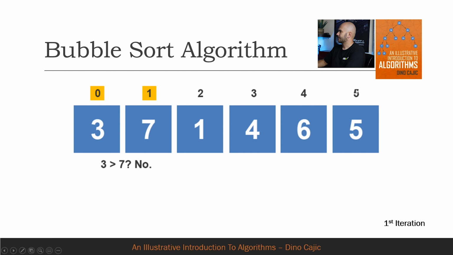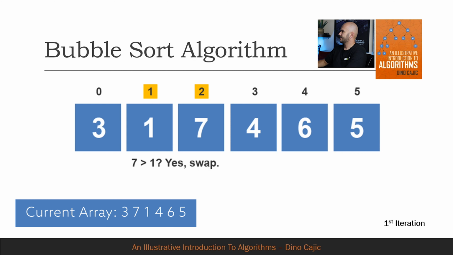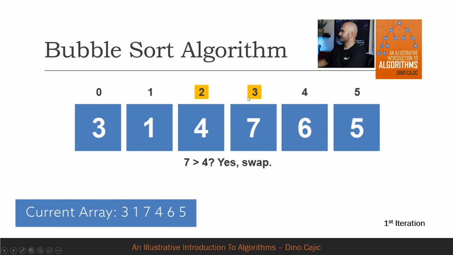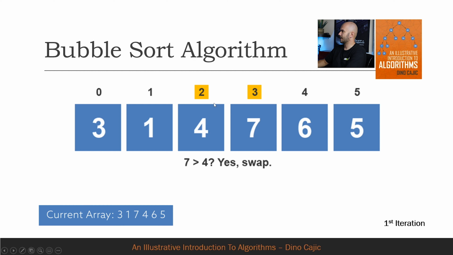In the first comparison of the first iteration, elements at indices 0 and 1 are compared. Since 3 is less than 7, the elements remain in their current position. Next, elements at indices 1 and 2 are compared. Since 7 is larger than 1, the elements are swapped. Next, elements at indices 2 and 3 are compared. Since 7 is larger than 4, the elements are swapped.